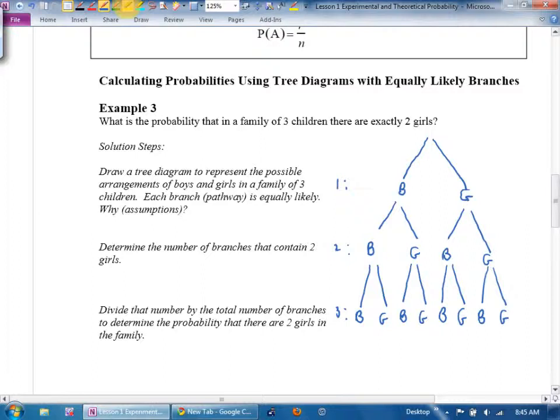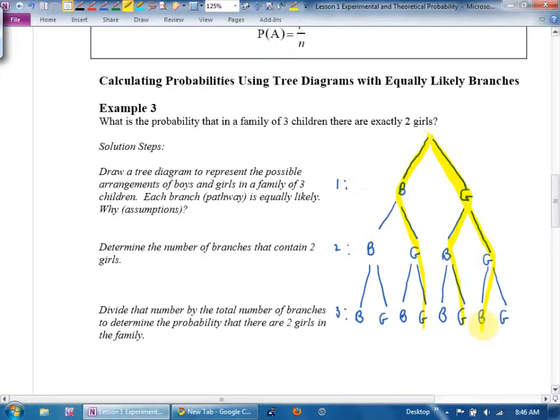How many branches, once you've drawn this, and you're going to get good enough at trees, they'll take you about 1 second, but they're so useful. How many branches, once you've drawn this out, contain exactly two girls? Let's see. This branch here has three boys. This branch here has one girl. Oh, here is a two-girl branch. Are there any other branches that have exactly two girls? Here. Here.